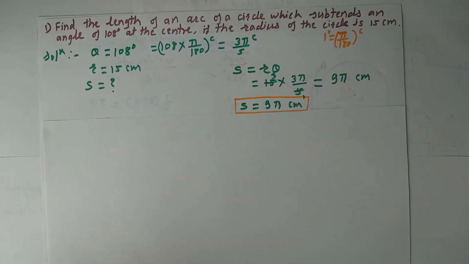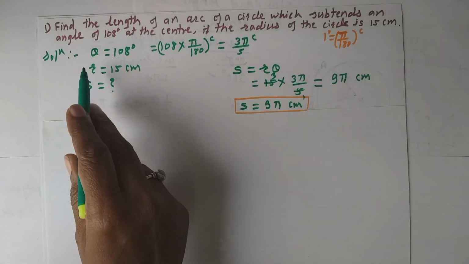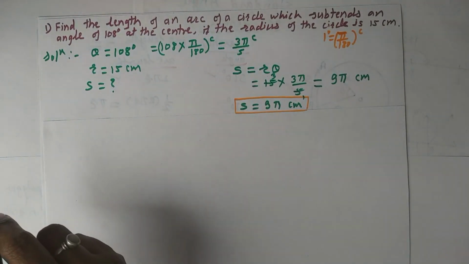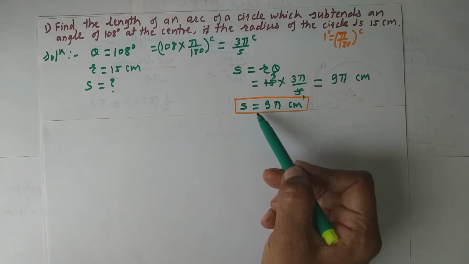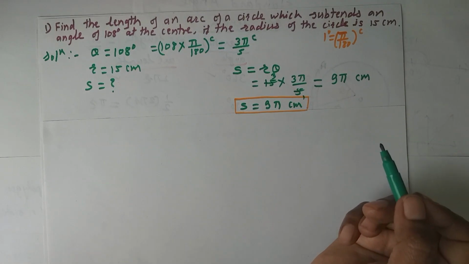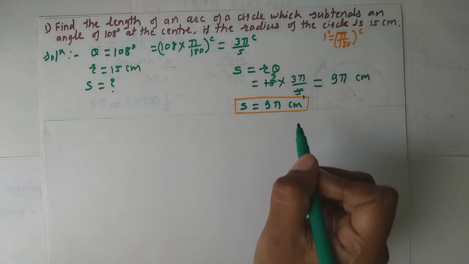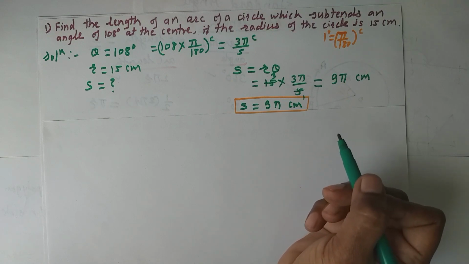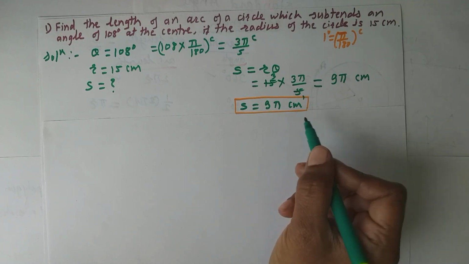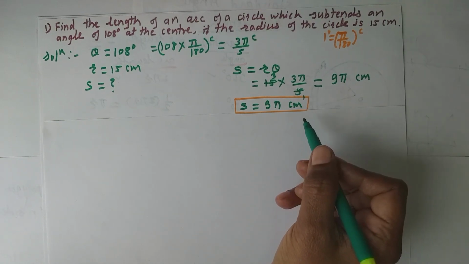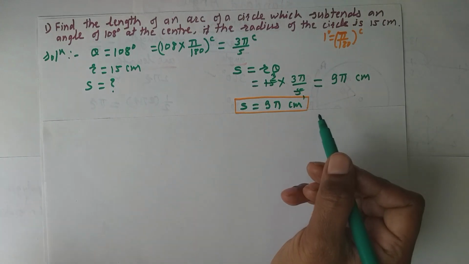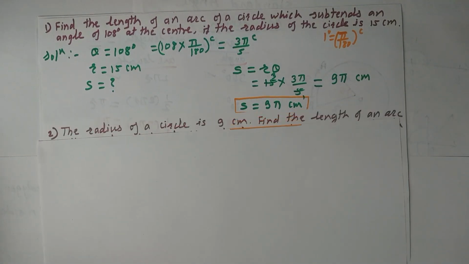It is very simple. Such type of problems will be asked in the exam for 2 marks. If you convert this theta into radians, you will get 1 mark. And if you find the arc length, then you will get the 2nd mark. If you want, you can keep the value of pi as 22 by 7 or 3.14 and simplify this in decimal points, or otherwise you can keep it as it is. Now see the next problem.